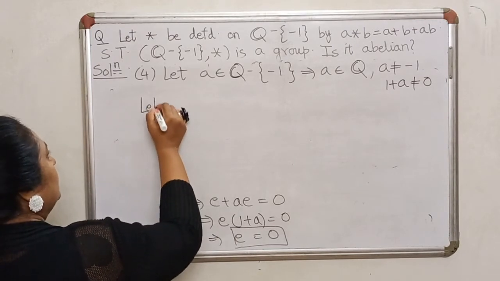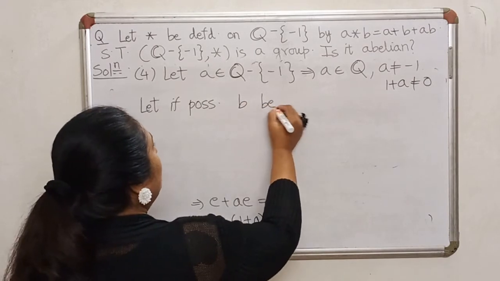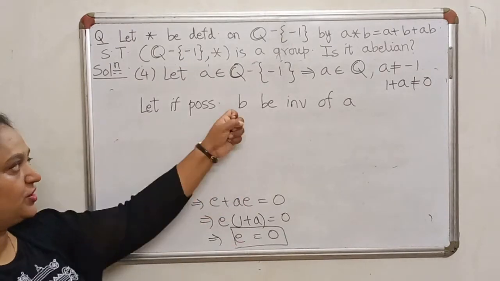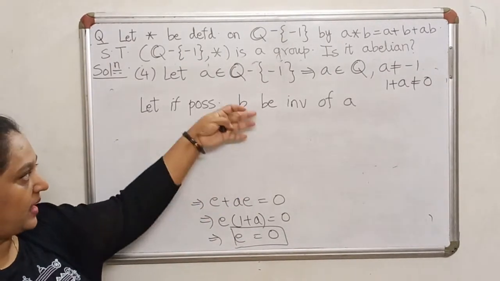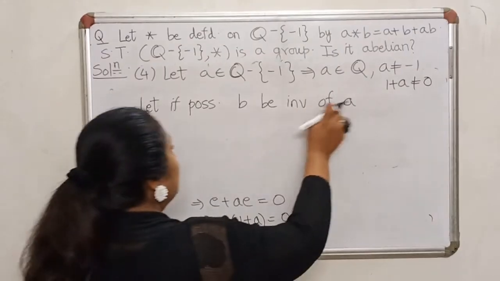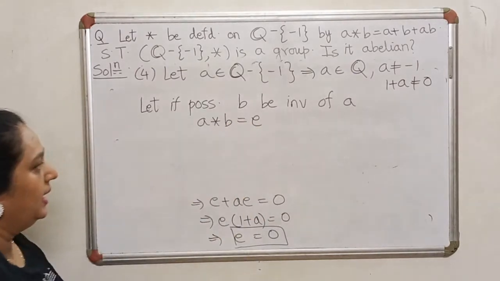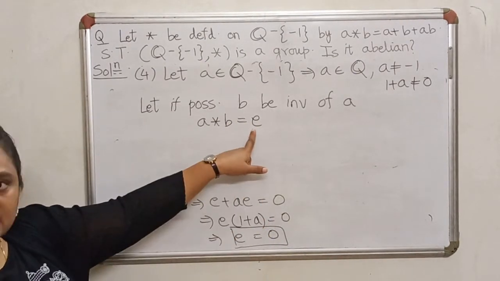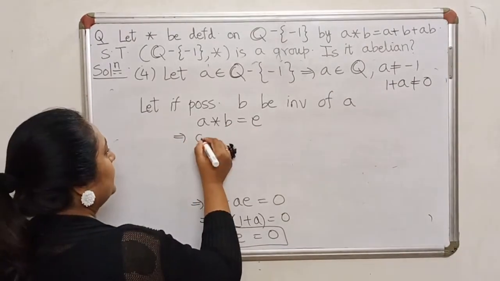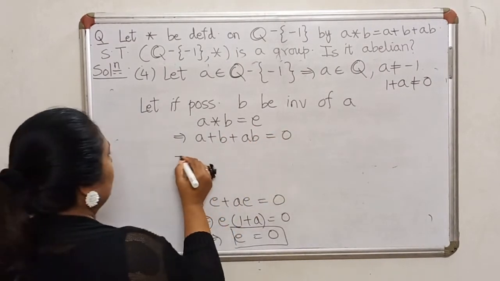Let, if possible, B be inverse of A. And then from our expectations of B, we will write out an equation. We will solve that and we will find B. So if B is going to be inverse of A, then I want A star B to be equal to E. In the last step I proved that E is 0, so I will substitute. Also let me substitute for A star B. So I will get A plus B plus AB equal to 0.